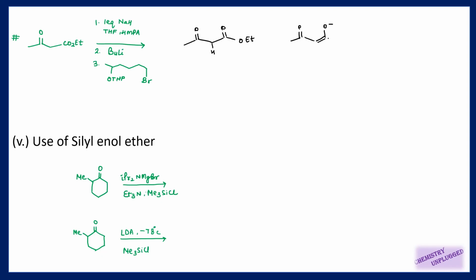This time we are not using 2 equivalents of the same base, we are using 2 different bases, and the use of 2 different bases denotes that we have 2 different types of acidic protons here, right? Their acidity is different, so we can use bases of different strengths also.